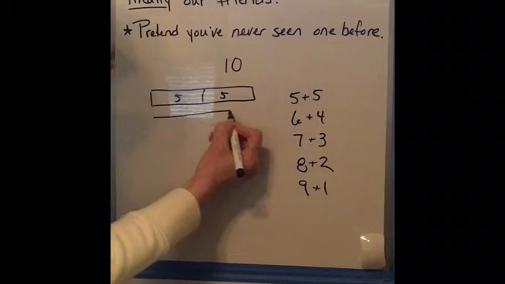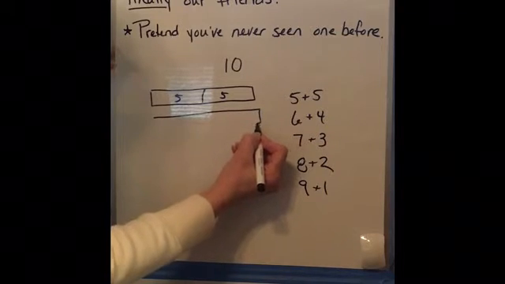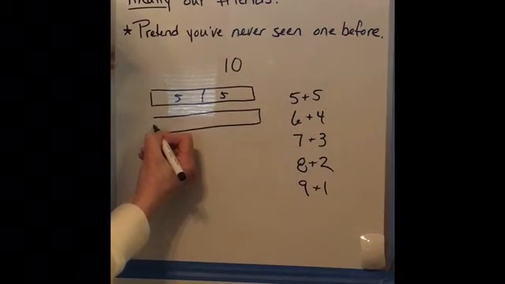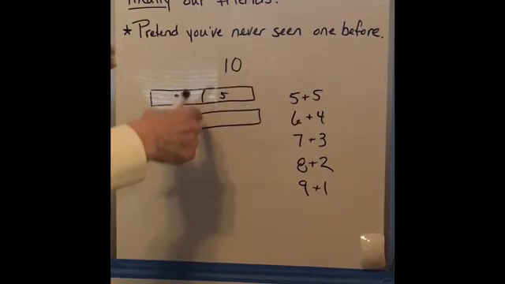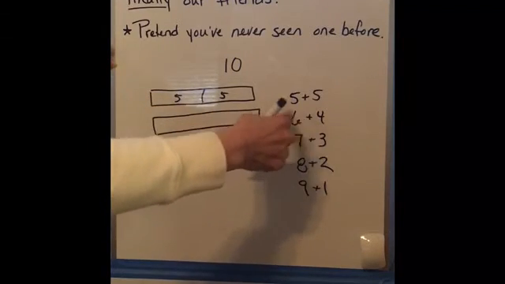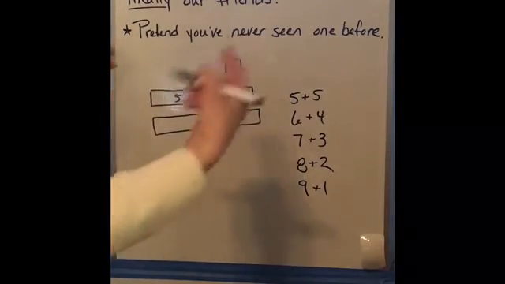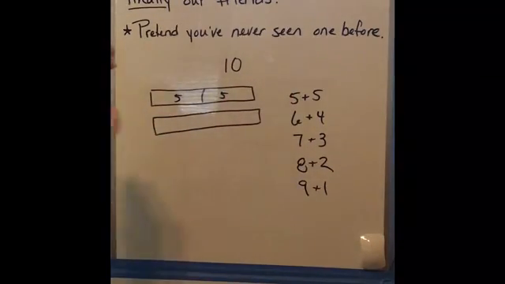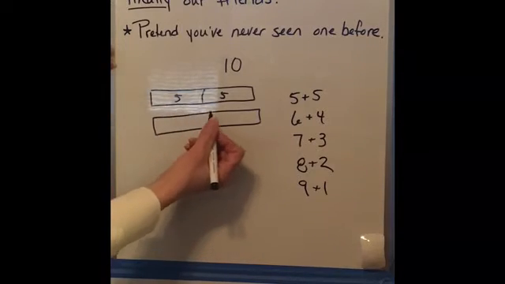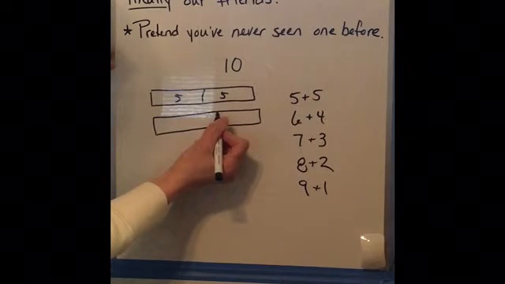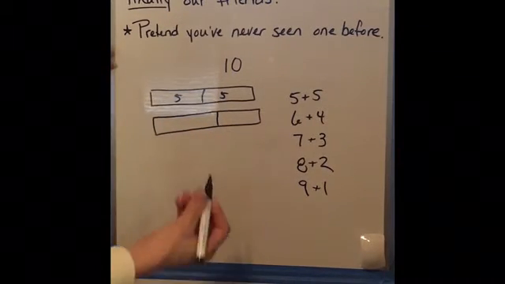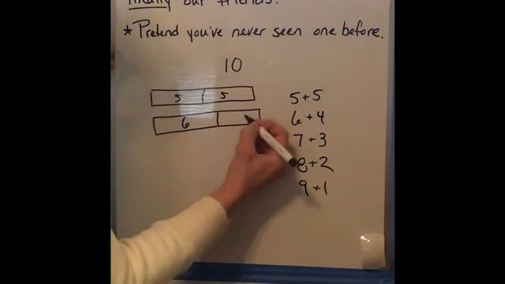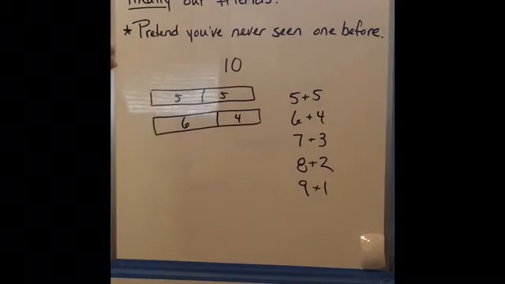To do 6 plus 4, another skinny rectangle. I'm not going to divide it in half because 6 and 4 are not the same. 6 is a little more than 5, 1 more than 5. 4 is less, 1 less than 5. So I'm going to put it over about that far. So then this would be 6, and that would be 4.